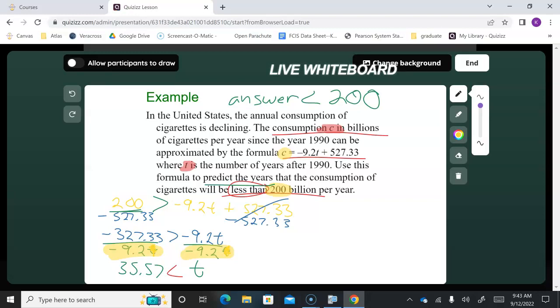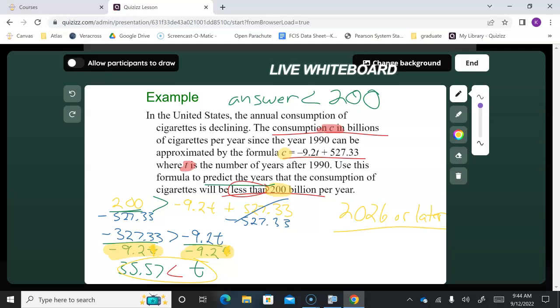Oh, this is 35. T equals 35.57. Okay? So that means 35 and a half years after 1990 is when it hits 200 billion. So in 2025, we're still above 200 billion. But in 2026 or later, the consumption will be less than 200 billion.